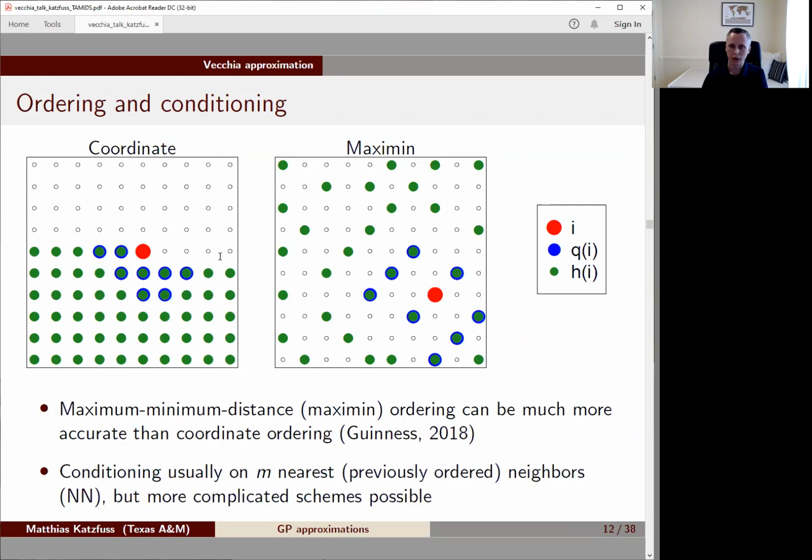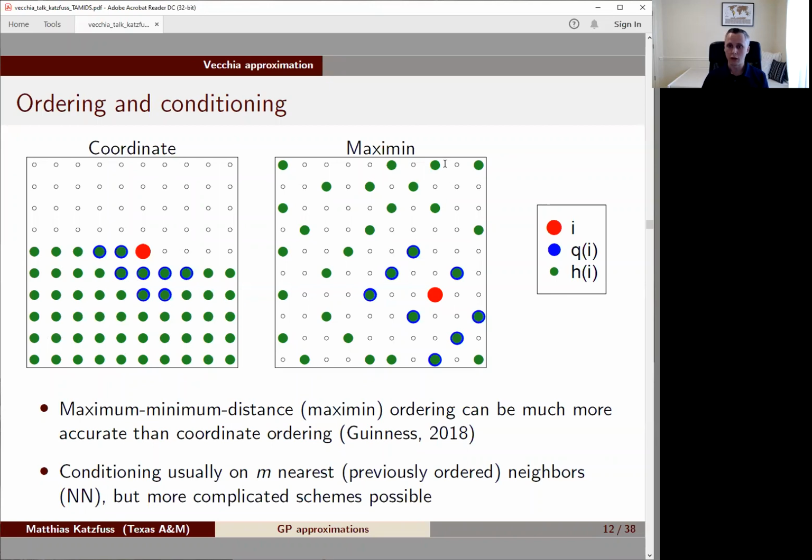Traditionally, what people did when they applied Vecchia approximations was to use a coordinate ordering. Here we have n equal to 100 observations, or locations at which we have observed a y. So we have a 10 by 10 input grid here, in 2 input dimensions. In red, I've colored the 56th location in the ordering. And now in green are all the points that are ordered previously. Those are basically y1 up to yi minus 1 if we use coordinate ordering.